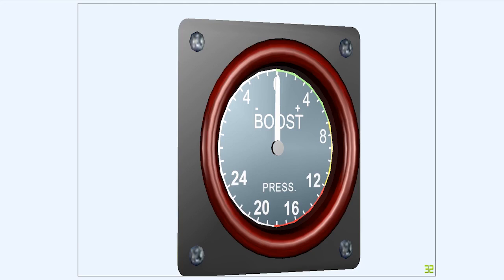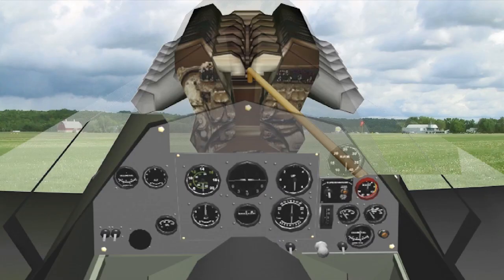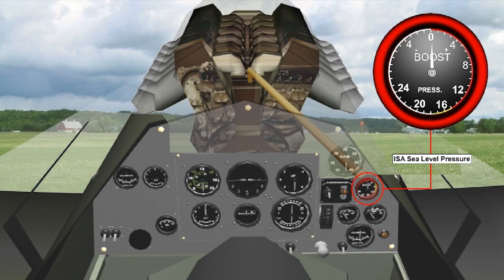This pressure is known as the intake or induction manifold pressure, and is indicated to the pilot on either a boost pressure gauge or a manifold absolute pressure gauge. In many older engines, particularly British supercharged engines, the pressure in the induction manifold, relative to sea level standard pressure, is called boost pressure. The boost pressure gauge is calibrated in pounds per square inch above or below standard sea level atmospheric pressure, which is indicated on the dial by the 0 position.